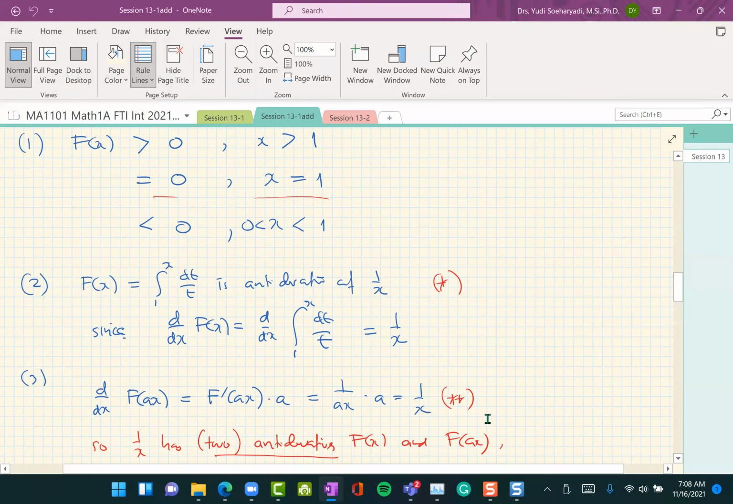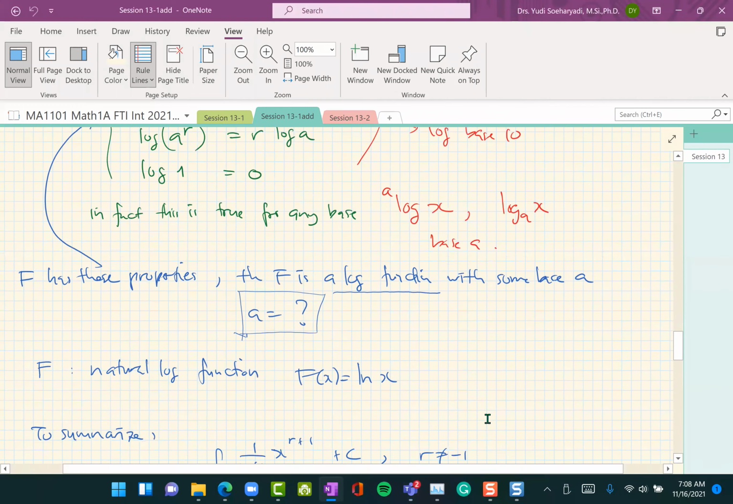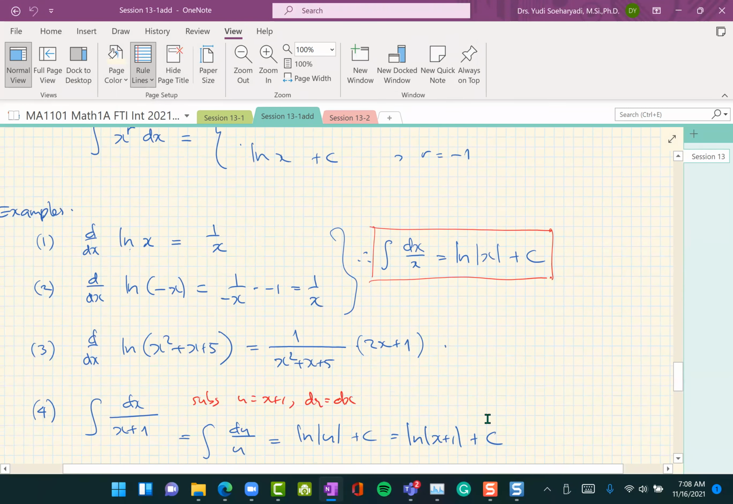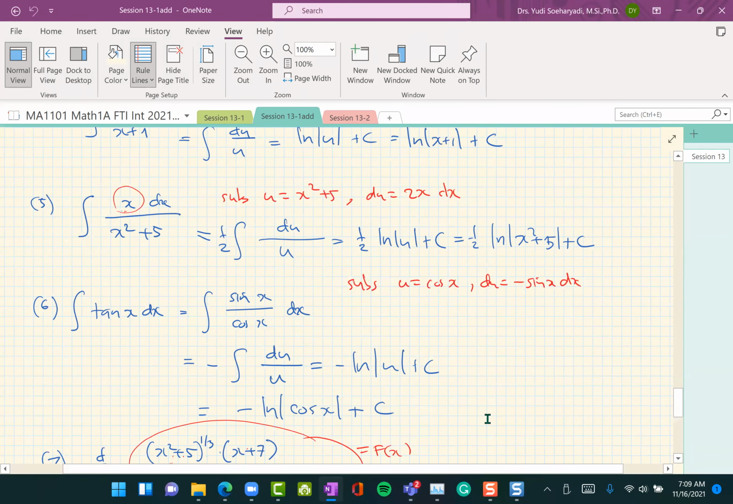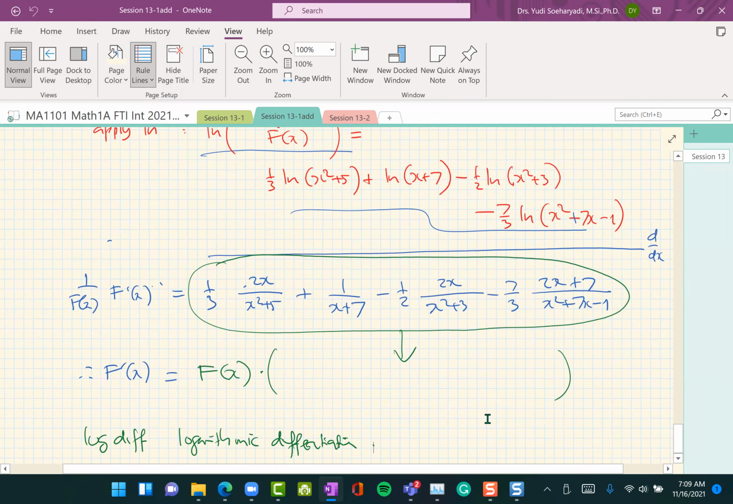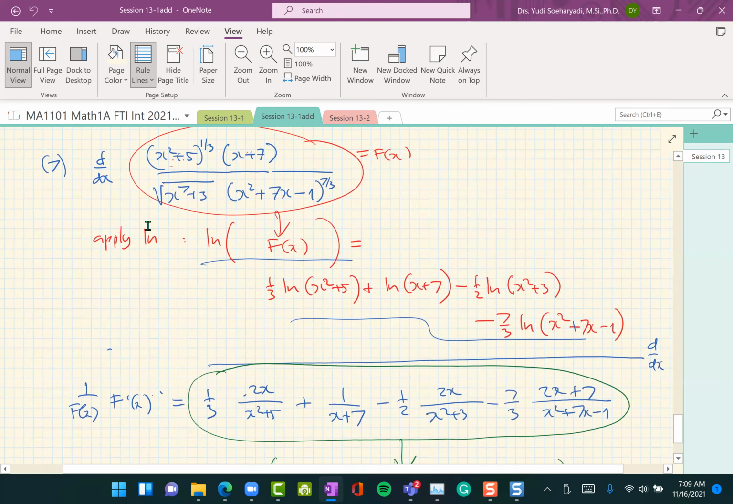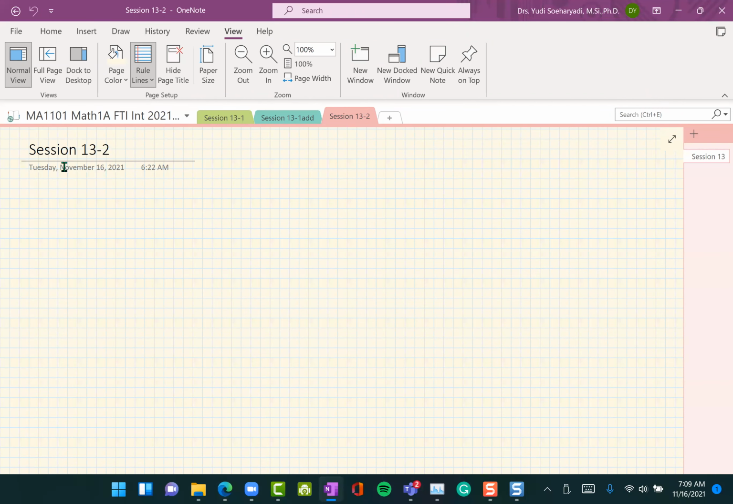We discussed some properties and example problems, especially about the derivative and integrals. And the last thing we did yesterday is a thing that we call logarithmic differentiation. So let's just review the last thing we did. All right, so let's move to this one.